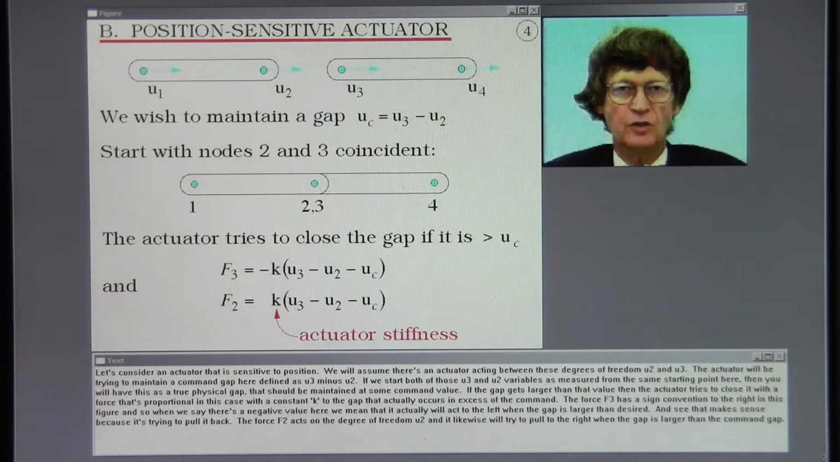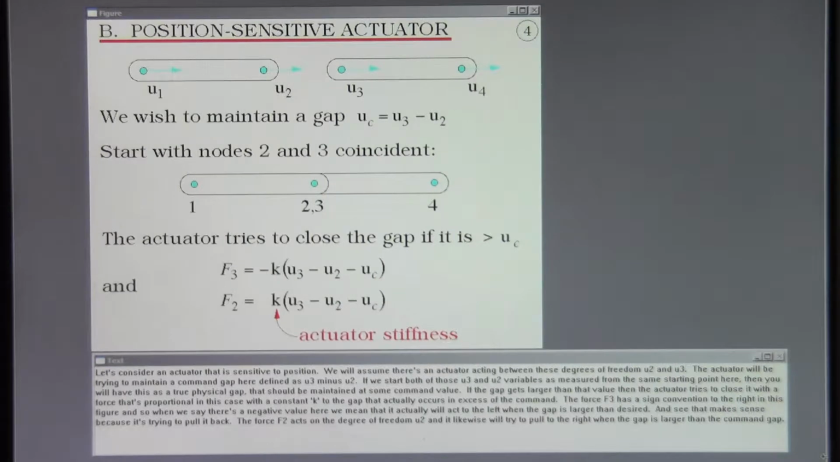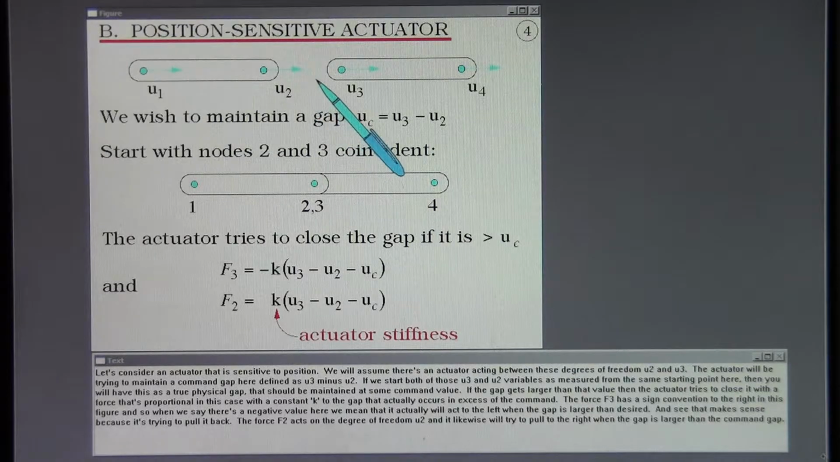Let's consider an actuator that is sensitive to position. We'll assume there's an actuator acting between these degrees of freedom, U2 and U3. The actuator will be trying to maintain a command gap here, defined as U3 minus U2. If we start both of those U3 and U2 variables as measured from the same starting point here, then you will have this as a true physical gap that should be maintained at some command value.